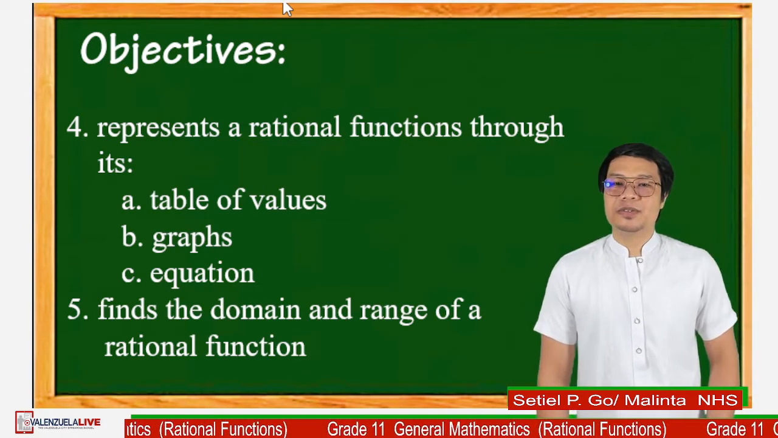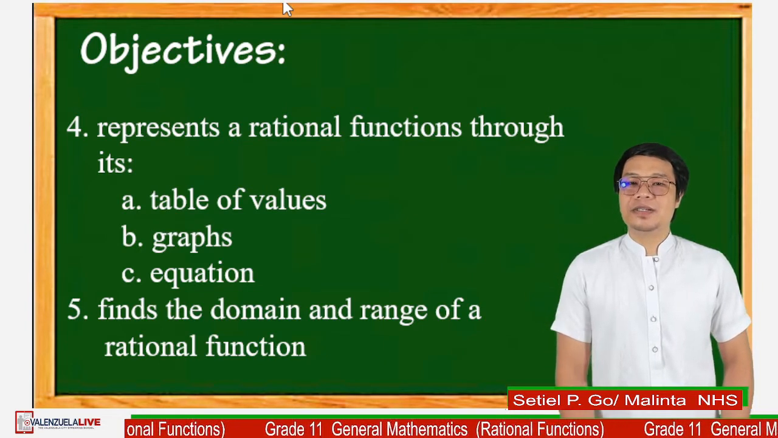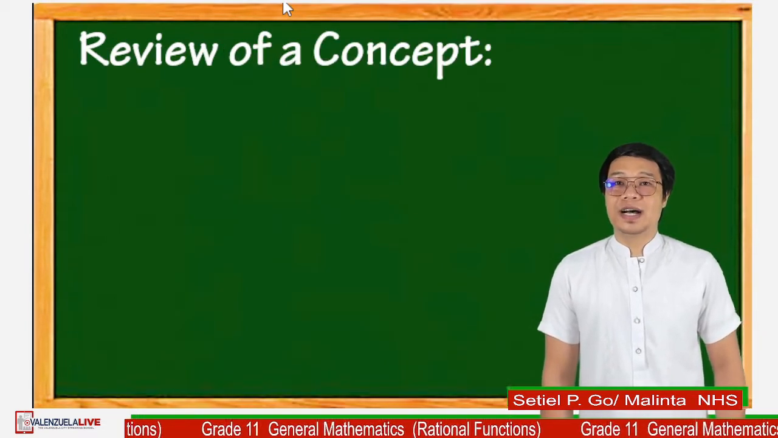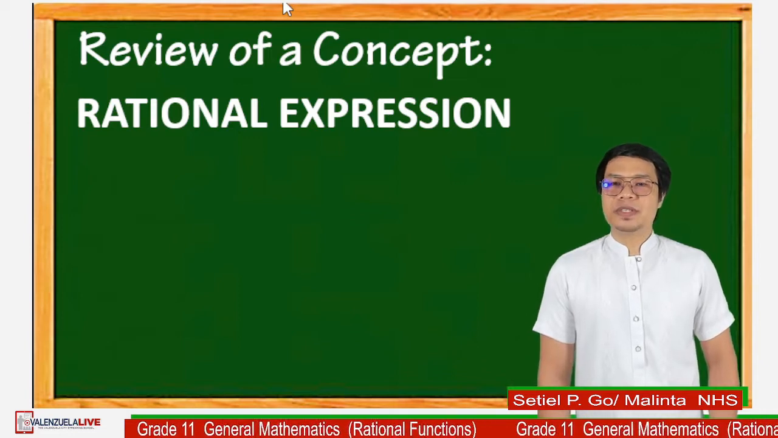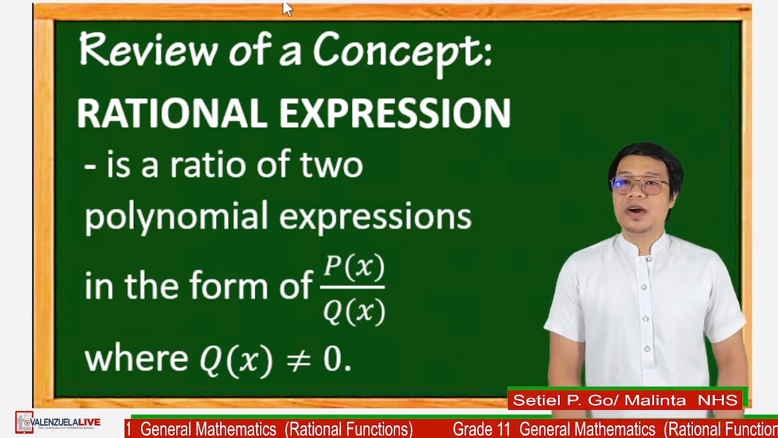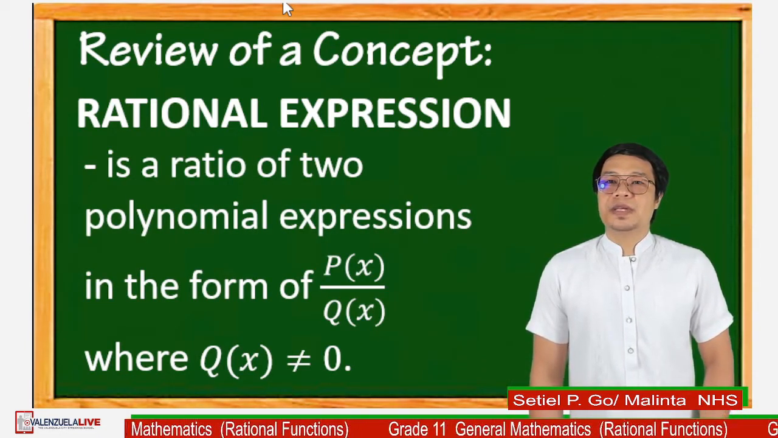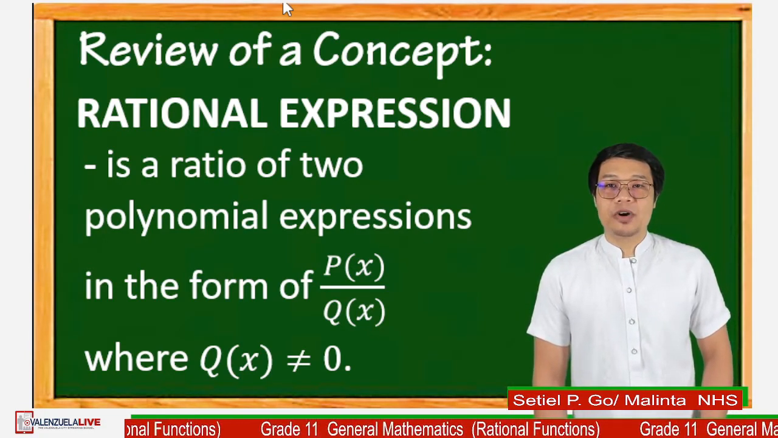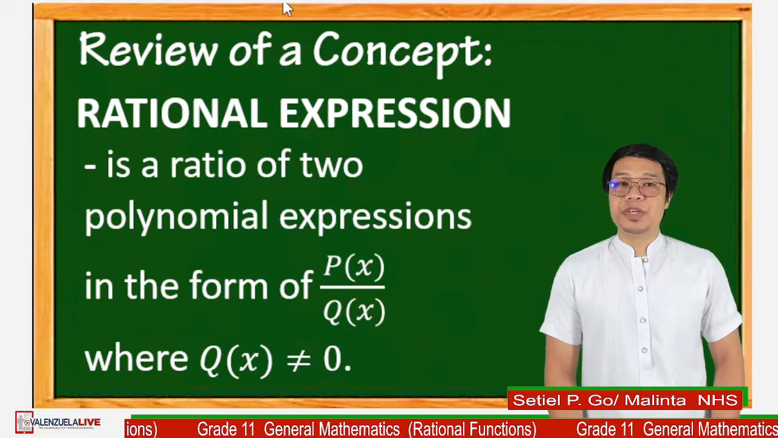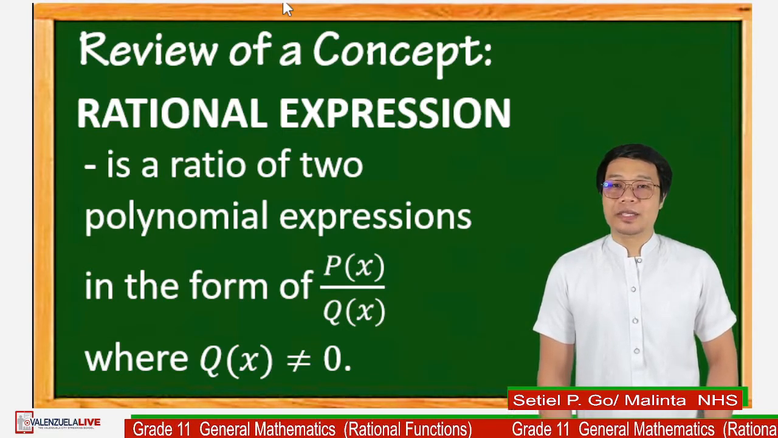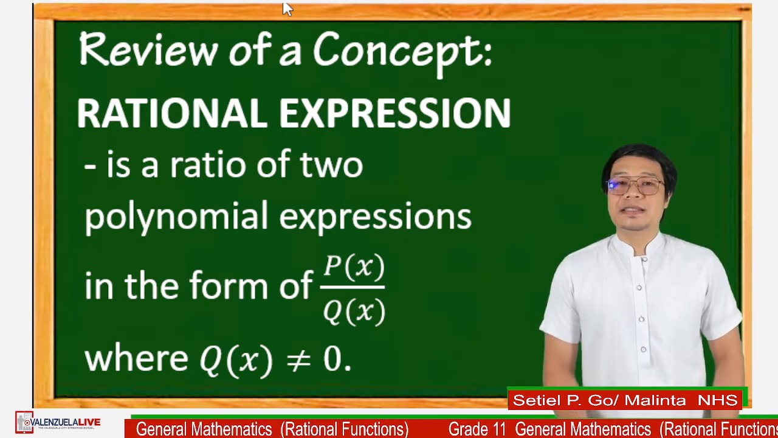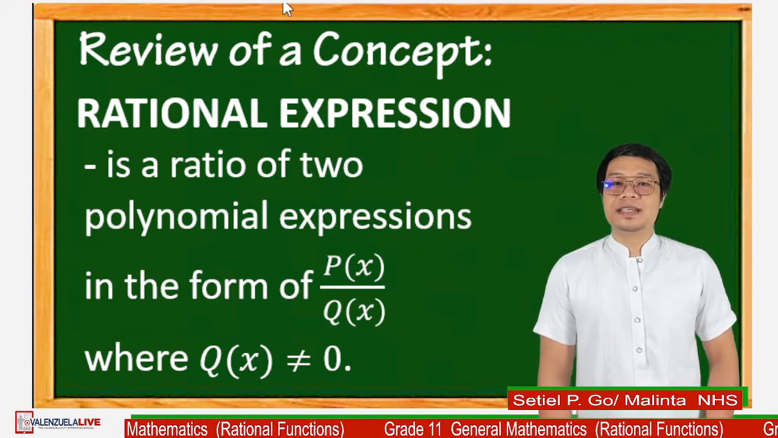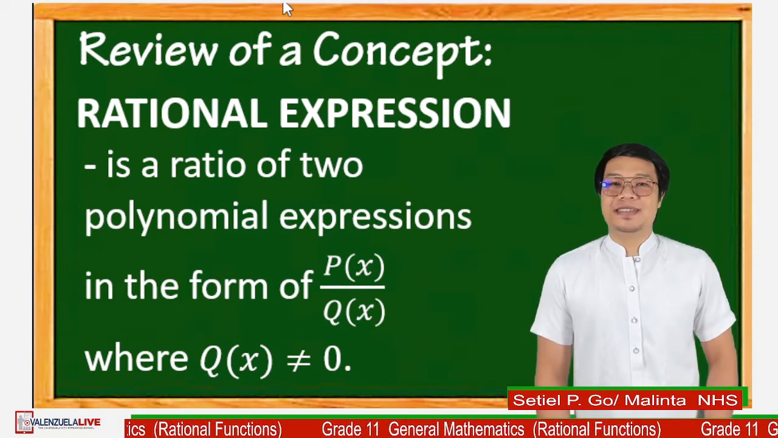In order for us to meet our today's objectives, let us recall the concepts of rational expressions. What are rational expressions? These are ratios of two polynomial expressions in the form of p of x over q of x, wherein p of x is the numerator and q of x is the denominator. Take note of this, that q of x should not be equal to 0.